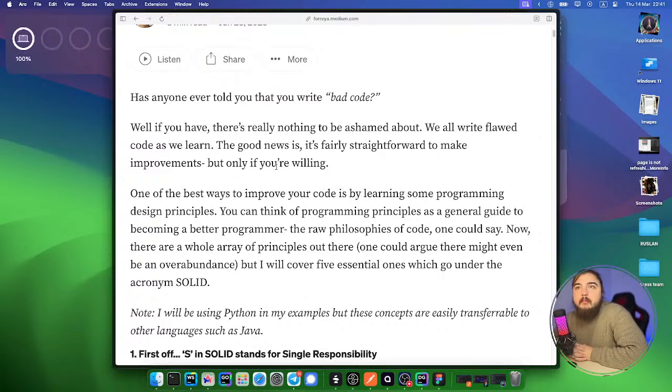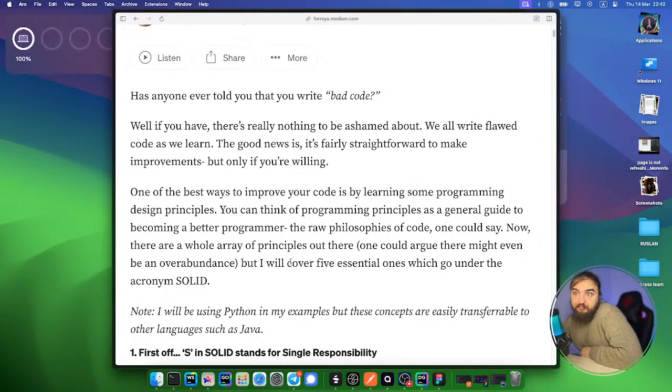One of the best ways to improve your code is by learning some programming principles. Now there are a whole array of principles out there. One could argue there might even be an overabundance, but I will cover 5 essential ones which go under the acronym SOLID.